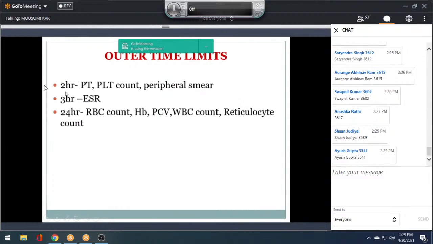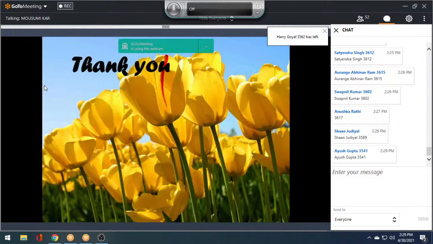The outer time limits are 2 hours for PT, platelet count, and peripheral smear. For ESR you can keep for 3 hours, and 24 hours for RBC count, hemoglobin, PCV, TLC, retic count, if you're storing at 4 degrees. So this is coagulation. It's just the basics of coagulation.